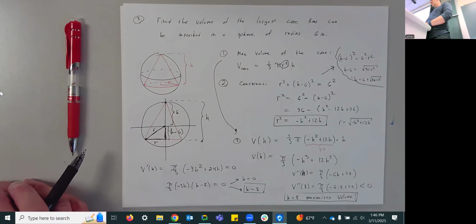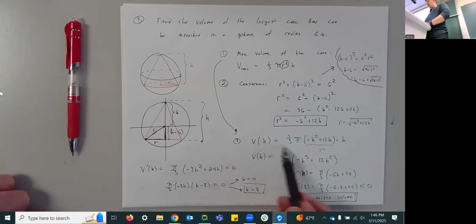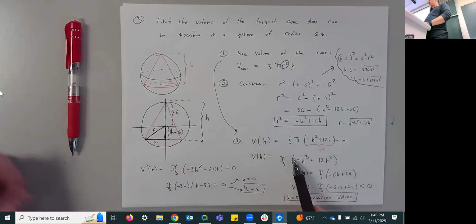I would point out that even though they say find the volume, I would still probably like to find the radius because it just feels good. But we technically don't have to. If we just want to find the volume, you can take that 8, plug it back into your volume equation where you just have the height, and that would be good to go.